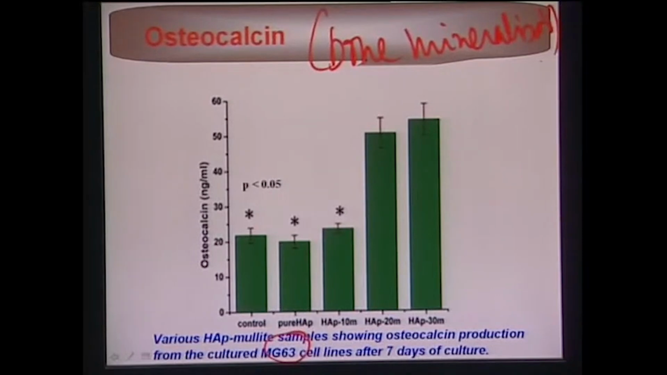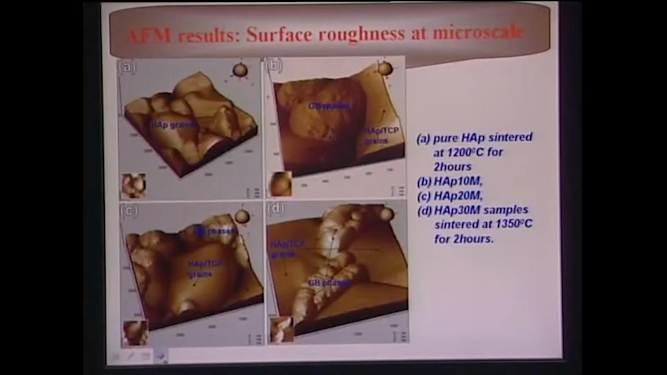Then again, for pure hydroxyapatite and hydroxyapatite with 10% mullite, the 20 and 30 really stand out. That means the 20 and 30% mullite materials have better ability for bone mineralization, and therefore better osteocalcin expression when MG63, that is osteoblast-like cells, were cultured on these material surfaces. Now, what was the reason for this difference in the in vitro cytocompatibility or in vitro biomineralization property, etc.